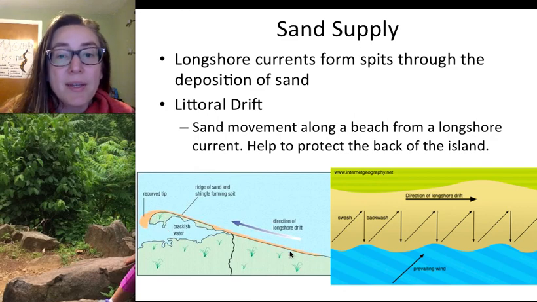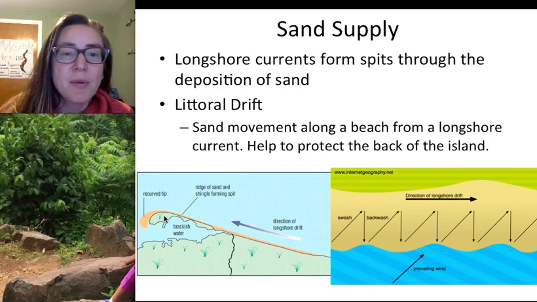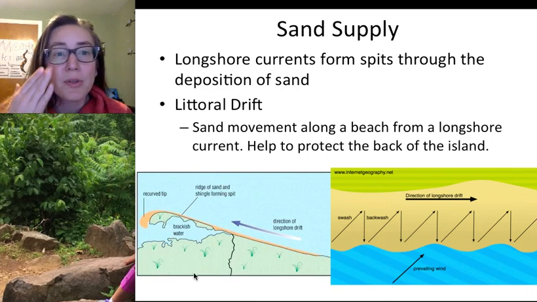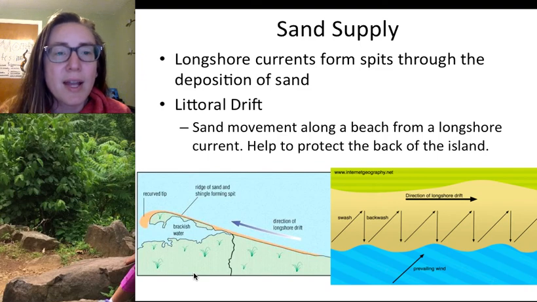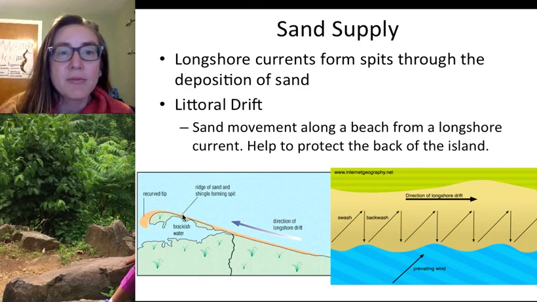But what does happen is if you do stop the sand supply from the littoral drift from this longshore current, then it is going to affect much more so the front of the island. And if the front of the island is not healthy and not resustaining itself, then the back of the island is at risk.